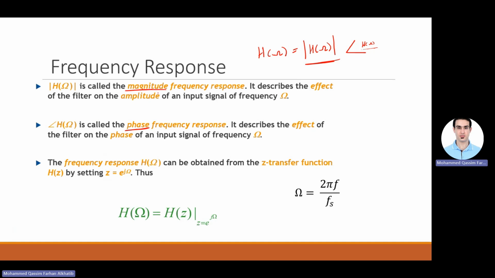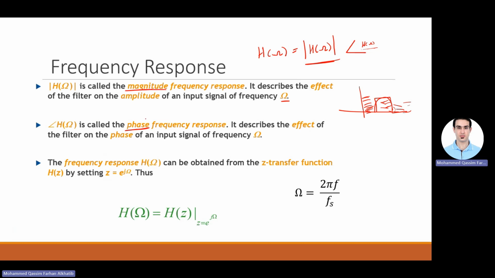Okay, so the magnitude frequency response describes the effect of the filter on the amplitude of an input signal of a certain value of frequency omega. For example, with a filter like this, any signal outside this range of frequencies will be cancelled, and only these values will be permitted. This is a special filter we call a bandpass filter. We'll talk about it later.